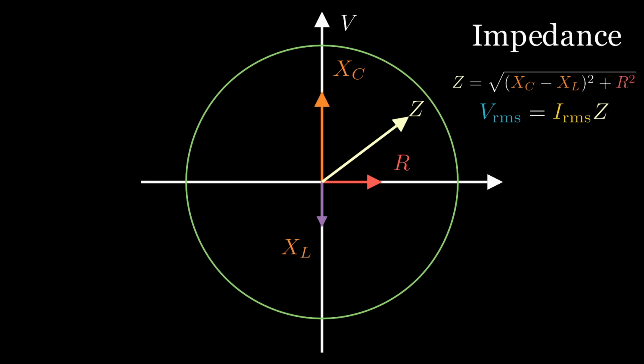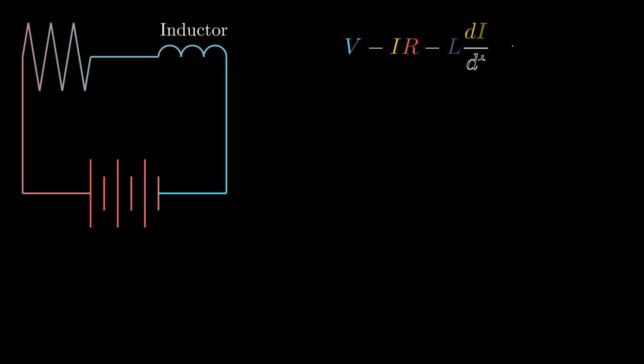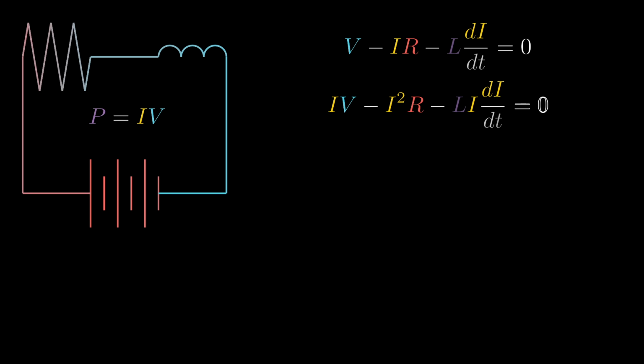Now, since the inductor is capable of resisting the voltage of an AC circuit, we would expect it to have some kind of energy, and indeed it does. We can get it from a Kirchhoff loop, just like we did before. The voltage from the source minus the resistor voltage minus the inductor voltage must equal 0. Now, since all of these quantities are voltage, if you multiply the whole thing by current, then each quantity becomes power, because power equals current times voltage.